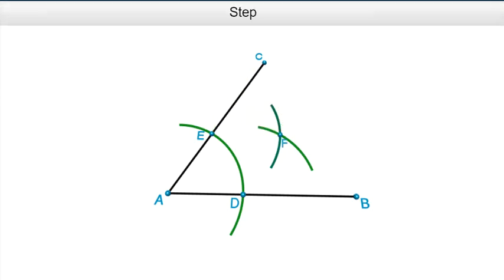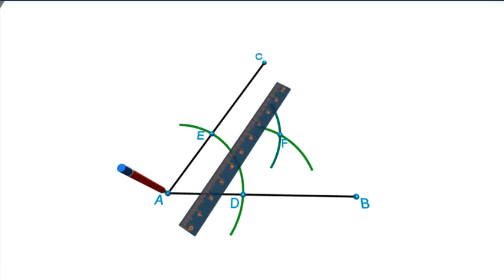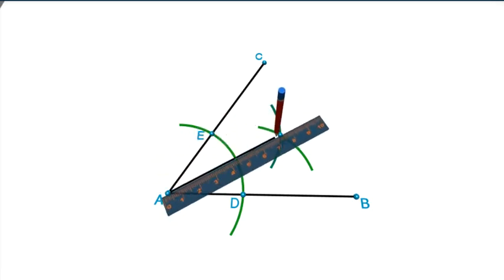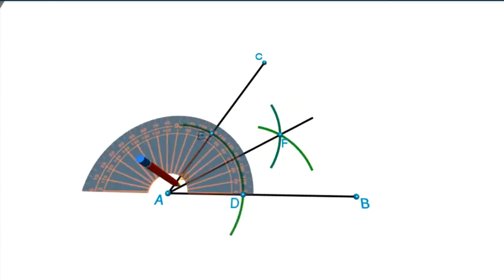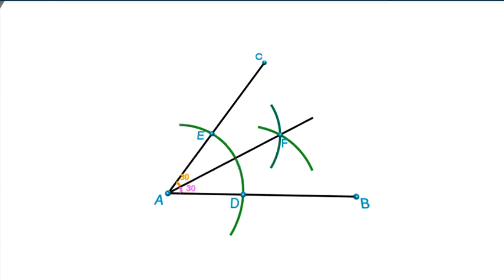All right. And then my last step, step 4, is to draw a line segment from A through F. So that line AF is my bisector, and it divides the angle BAC into 2 equal halves. The top half is 30 degrees and the bottom half is 30 degrees. Alright, and that is how you bisect an angle.